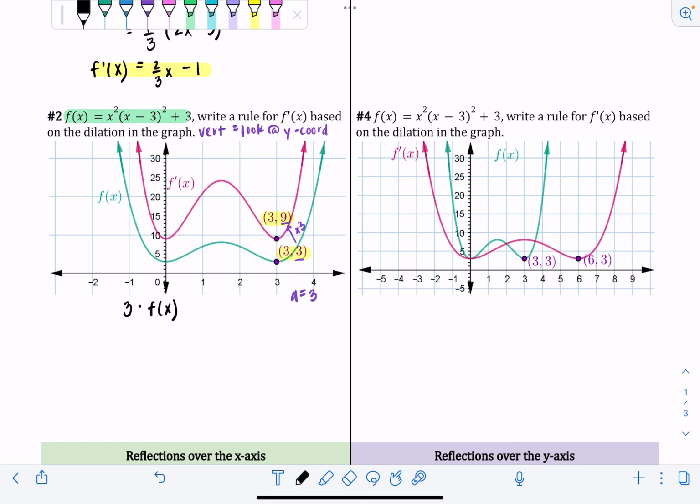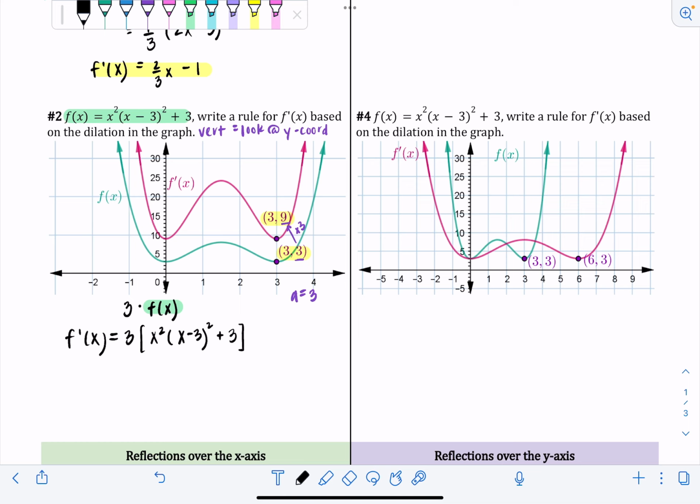And then I just have to actually take my big long function now and put it in for f of x, and then since it's that whole thing, I'll have to use parentheses. So it'd be 3, and then parentheses, f of x was x squared. I'm going to change this to brackets actually, since we already have some parentheses. So x squared, and then times (x minus 3) squared plus 3, and then brackets around the end. And then the new function we're supposed to call f prime of x.